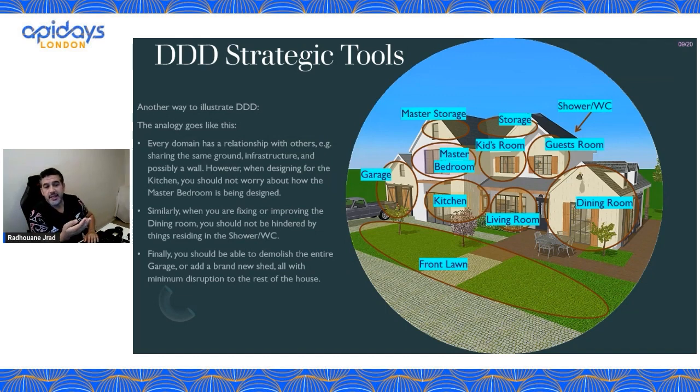Granted, there is a dependency between these domains. They share the land, they share the ground, the infrastructure. They probably share a wall between them. You can destroy it, but that's as much as it can be in terms of dependency. Within the garage, if you want to change the fuse on the power, you shouldn't be worried because this is going to affect, I don't know, the plumbing in the shower or something like this. So this is common sense. They're basic things. You do them in life, you do them in business. Now you can do them with the APIs.